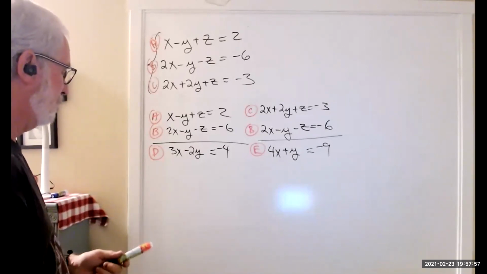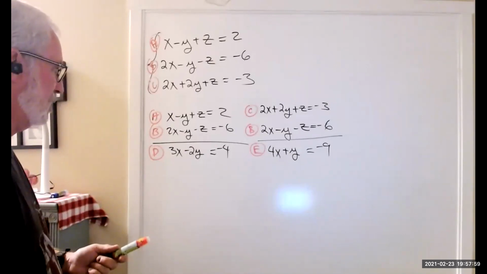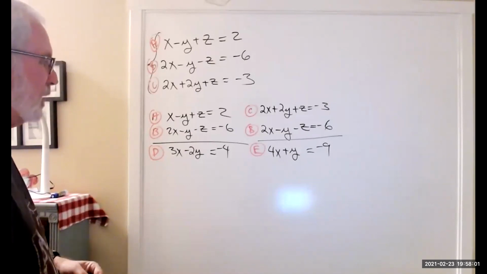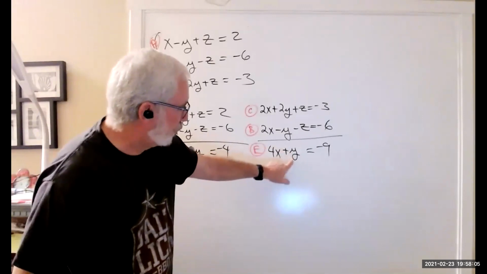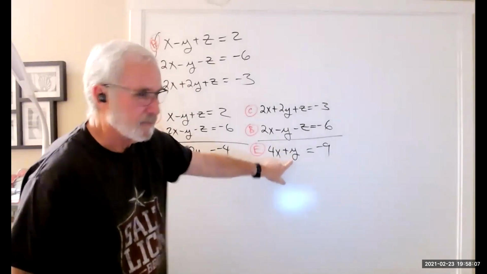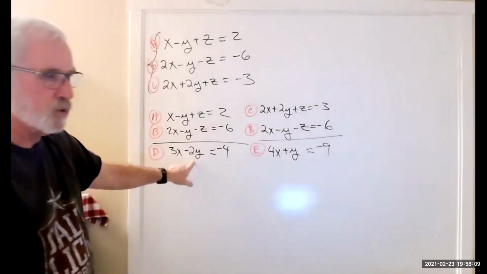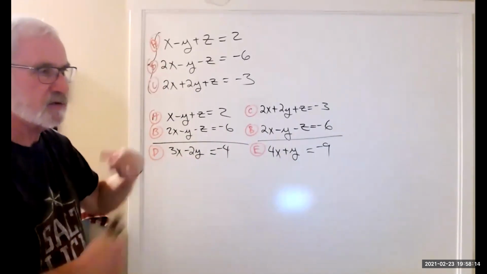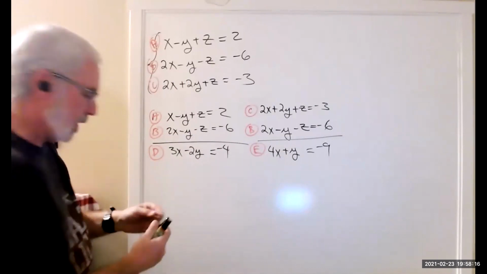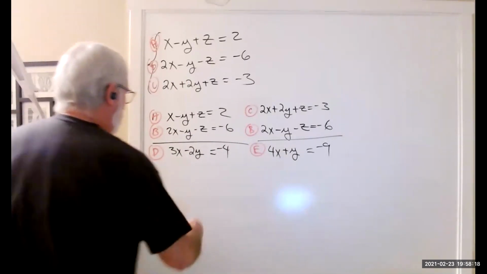No. I want to multiply E by 2. I would agree with that. Multiply E by 2. Why? Because that would give you a 2y here, and you already have a negative 2y here. So you're kind of trying to take advantage of what the problem gives you. So I would totally agree. I would do something like this.